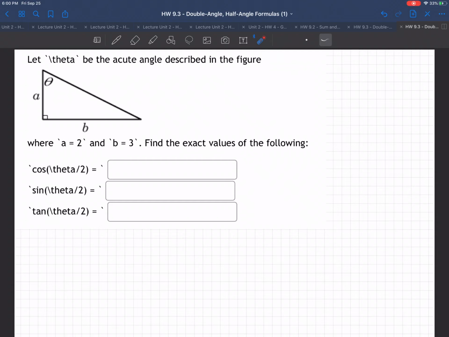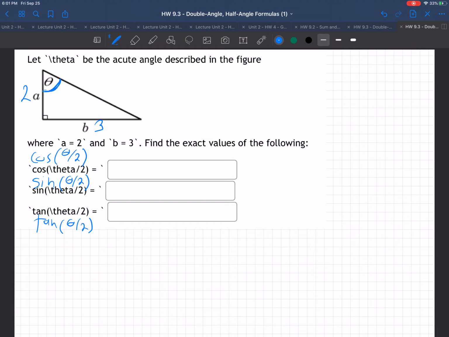Here's an example in which they give us a triangle and an angle theta, and they're telling us A is 2, B is 3. Let me put that information in. A is 2, B is 3. And they want me to find the cosine of theta over 2. I'll write this so it looks a little better for you. It's theta over 2. And this is sine of theta over 2. And this is tangent of theta over 2. And this is regular theta here.